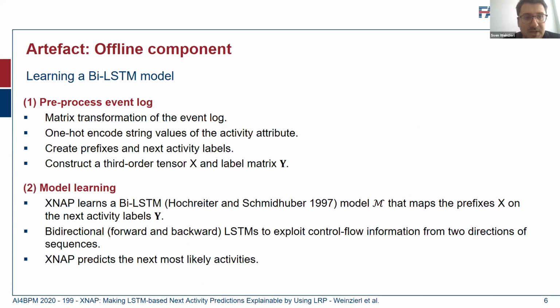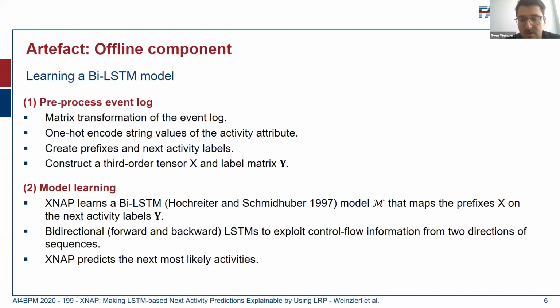In the next step, I want to present the overall picture of the artifact, the technique. The technique consists of two components: the offline component and the online component. The offline component starts with pre-processing of an event log, a matrix transformation of the event log, and one-hot encoding of the activity attribute. Then prefixes are created, also called blow-up, along with the next activity labels, and finally we construct the data structure that a recurrent neural network like an LSTM needs: a third-order tensor and a label matrix Y. The label matrix Y is one-hot encoded.